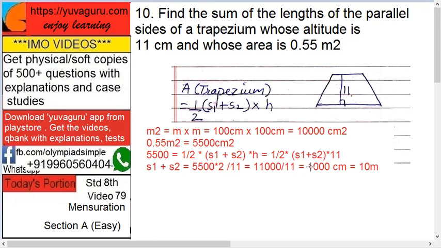11000 upon 11. So it becomes 1000 centimeter, which equals 10 meter. So S1 plus S2 equals either 1000 centimeter or 10 meter, whatever may be given in the exam. Check the units and tick mark accordingly.